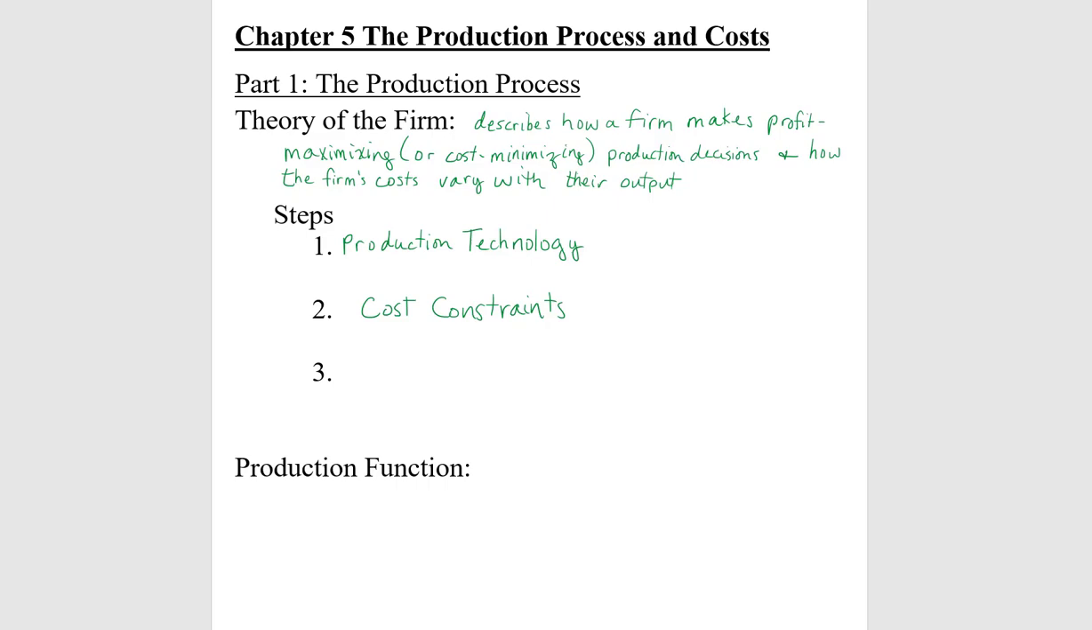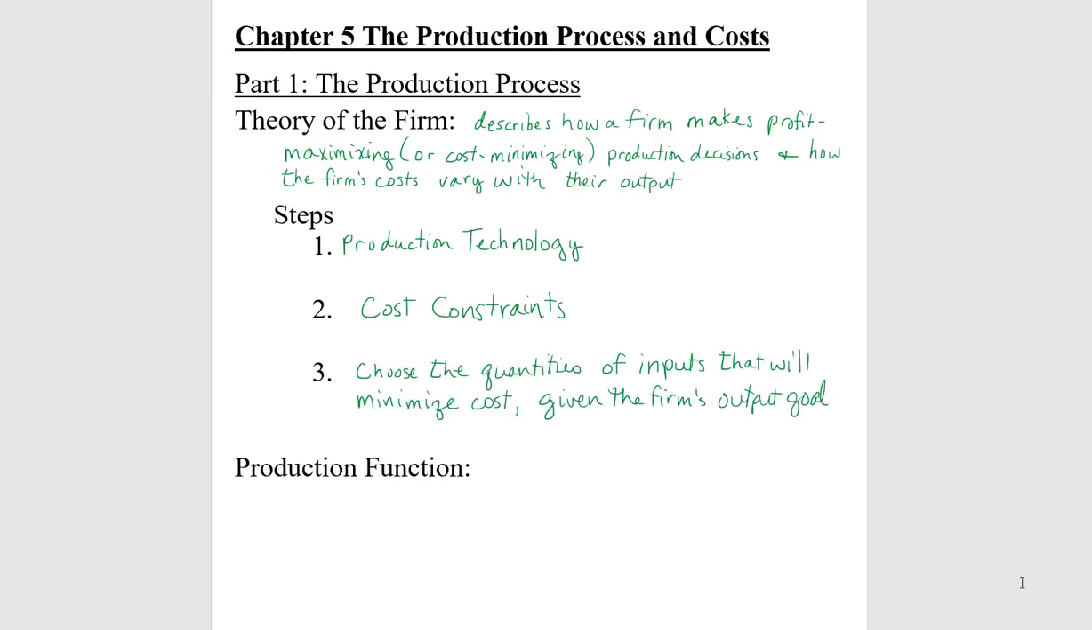Then we'll look at the 2 in combination with each other, the production technology and the cost constraints, and we'll choose the quantities of inputs, i.e. the quantities of capital and labor, that will minimize the cost to the firm given the firm's output goal. So we're going to be looking at how much they want to produce, and what combinations of capital and labor they should hire in order to minimize the cost of production.